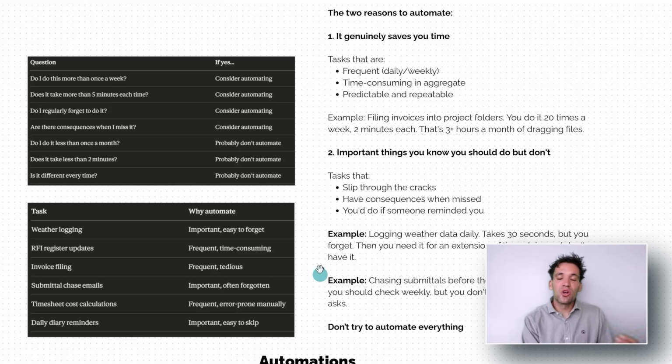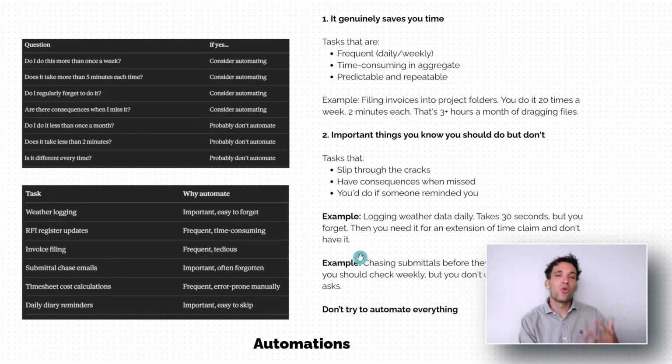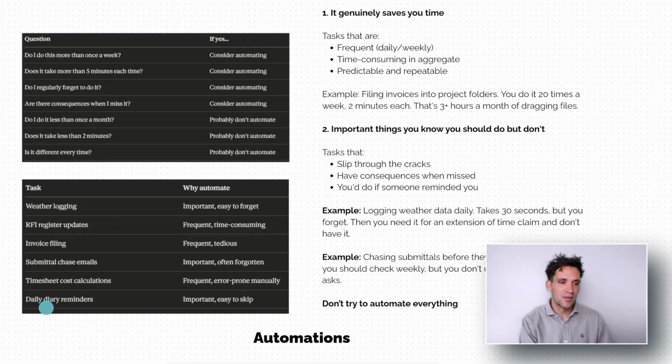So things like logging the weather every day and automatically flagging an extension of time. That has a very predictable input and output. It's something that if you're busy, rushing, doing other stuff, you might forget to do. That is a very good use case of automation. Maintaining an RFI register and every week sending a follow-up to your client with any open actions. Again, it's important. It can be time consuming. It's frequent. It is something you should be doing, but probably aren't doing. Again, good use case of an automation.